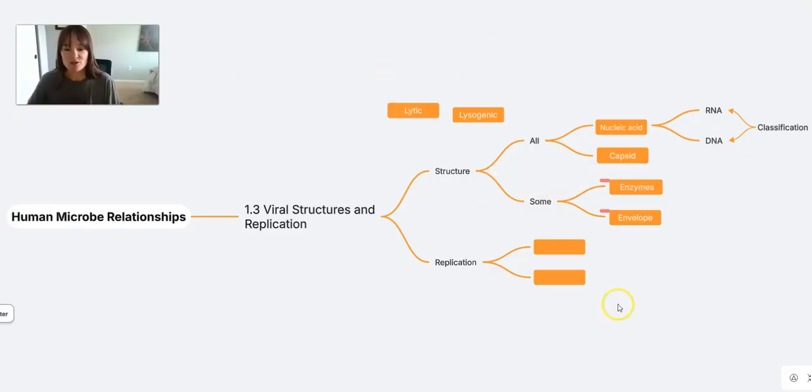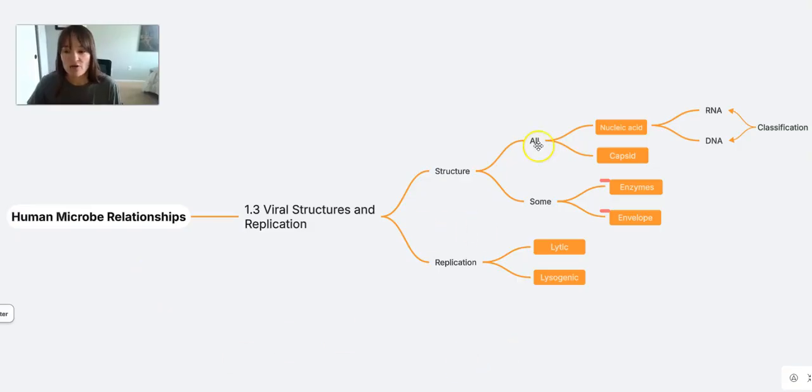Okay, so the last two are replication, and now we can slide these key terms down. There's the lytic and the lysogenic cycles that were introduced in this topic. This concludes the most simplified, boiled down version of the key things that we learned for viral structures and replication.